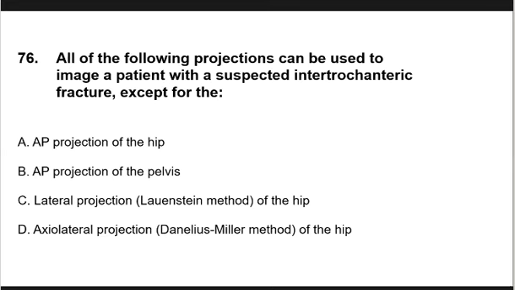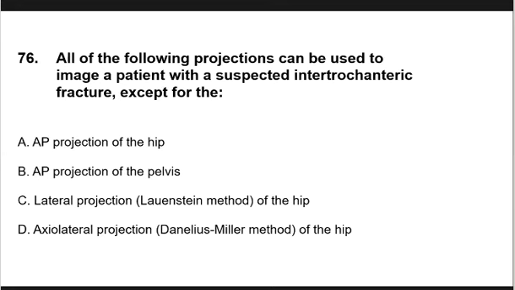Na? AP projection of the pelvis. Dahil kung ang AP projection of the pelvis, that includes the hip joint. Diba sa isang 14 by 17 crosswise, kung ang request ay hip joint, using 14 by 17, include the pelvic bones. Diba kung AP projection of the pelvis, 14 by 17 crosswise, include the hip joint. And another projection, we have the axiolateral projection, or what we call the Danelius-Miller method of the hip. Ito yung mga projections natin na ginagamit, no, to demonstrate when there is a suspected fracture in the intertrochanteric area.